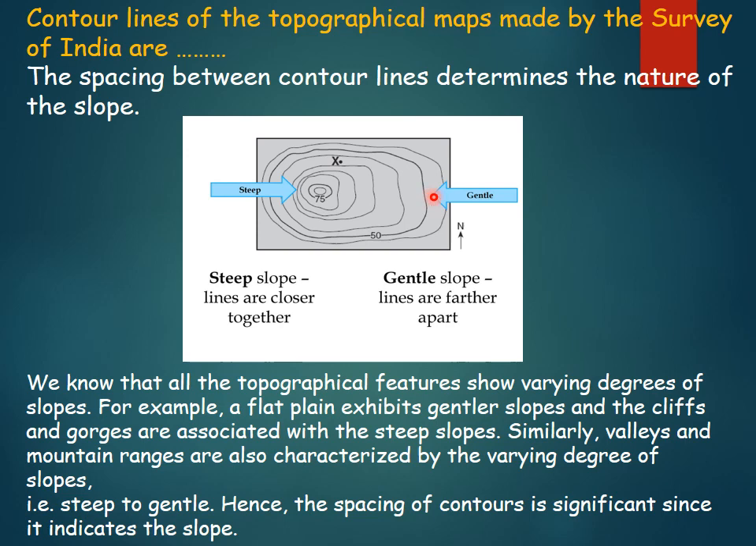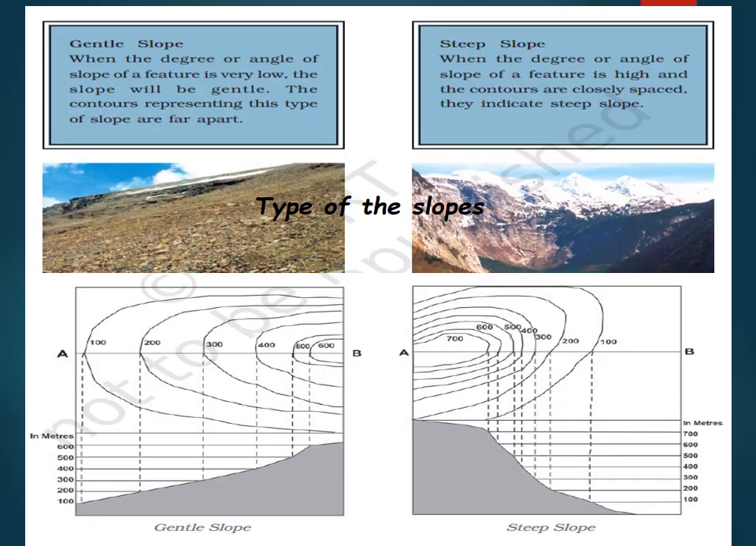You will find a gentle slope when the contour lines are farther apart, far from each other. You will find more clarity in this picture. See, this is the gentle slope. This picture depicts the gentle slope of the landform or mountain, and this picture depicts the steep slope of the mountain.